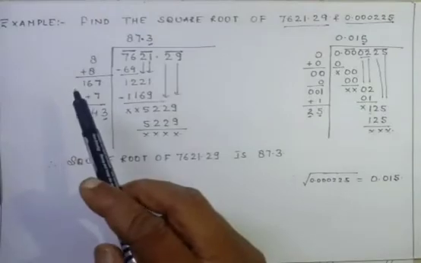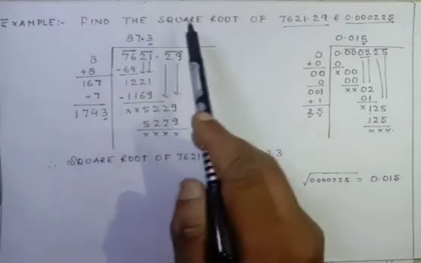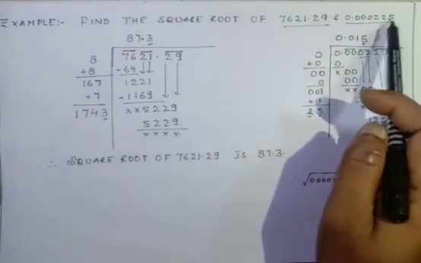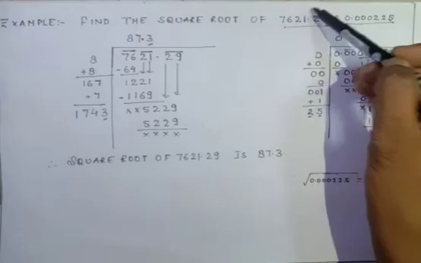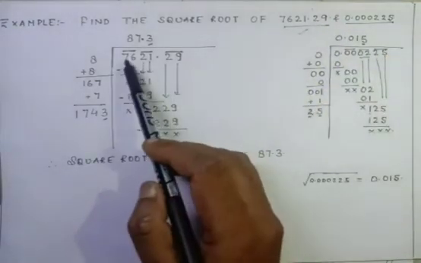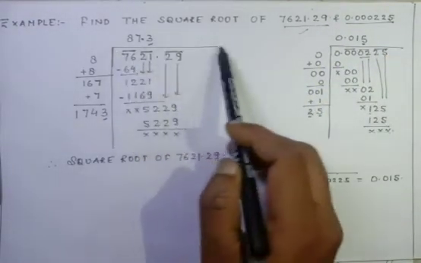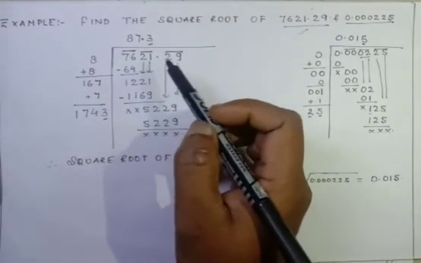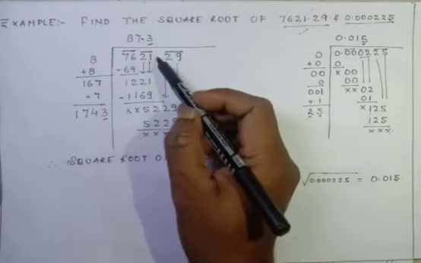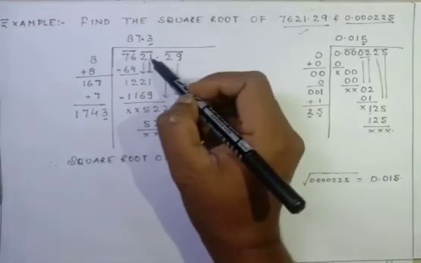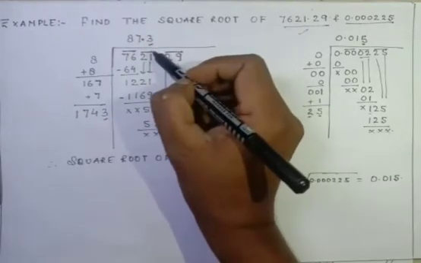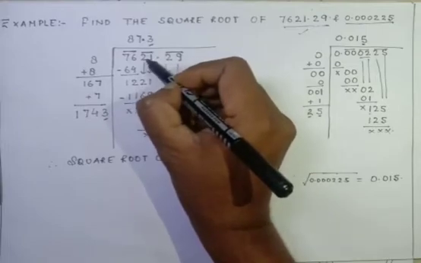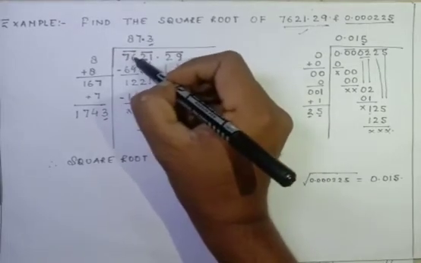Let us see some examples. Here I have taken an example. Find the square root of 7621.29 and 0.000225. First of all I am going to solve this one. Whatever number is given to you, you keep it under this symbol. After that, the first step is to do the pairing of the numbers that lie before the decimal. 7621 lies before the decimal, so I shift from right to left. 21 forms a pair and after that 76 forms a pair.